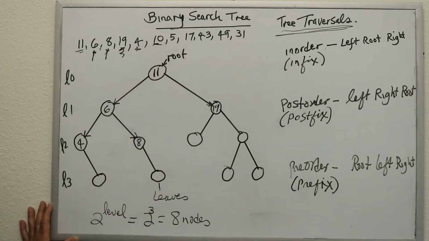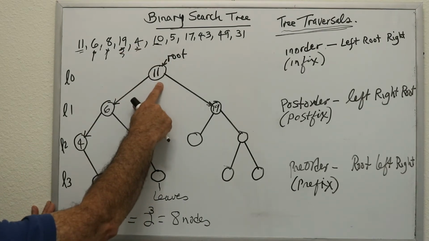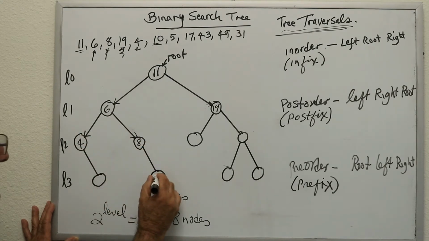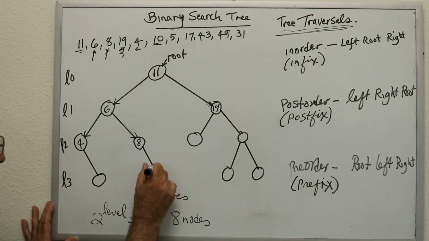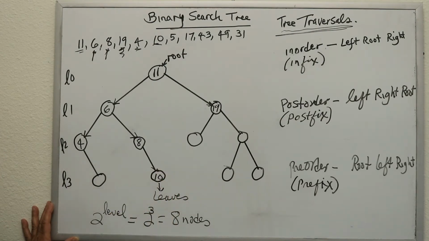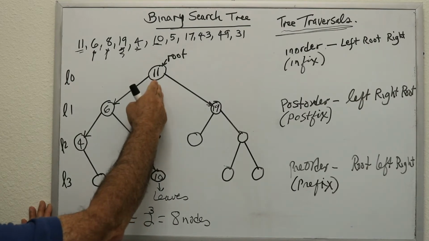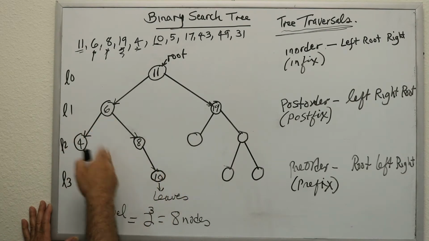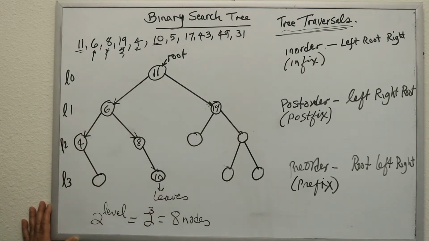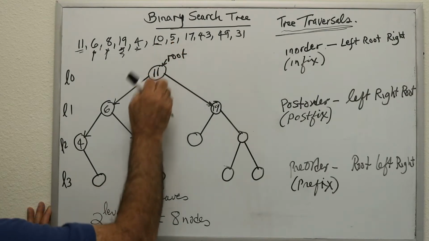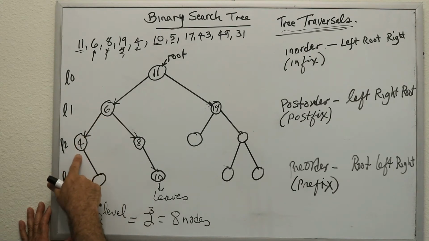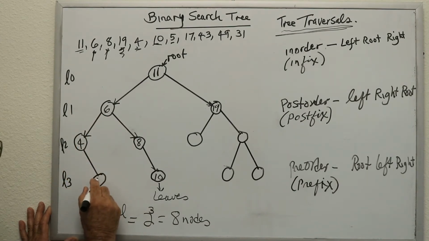Now I take 10. 10 is less than 11. Come here, 10 is greater than 6. 10 is greater than 8, so 10 goes to the right of 8 because 10 is greater. So as you can see, every element on the left is smaller, every element on the right is greater. So let's pick 5. 5 is less than 11, 5 is less than 6, 5 is greater than 4. So 5 goes to the right of 4, see?